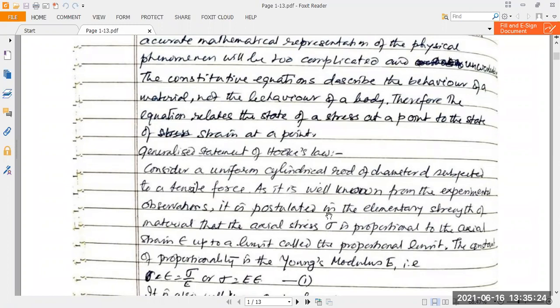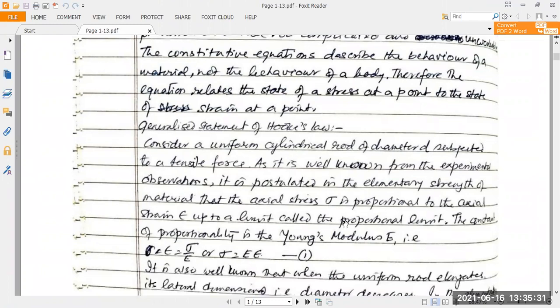Now, we know there is a constant of proportionality within the proportional limit, because stress is proportional to strain. So we have the constant of proportionality, that is Young's modulus E. Thus, sigma is equal to epsilon into E.